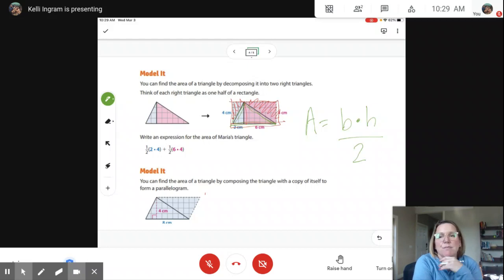All right, you have some problems moving forward where you're going to apply this formula to these problems and work through some situations with them.